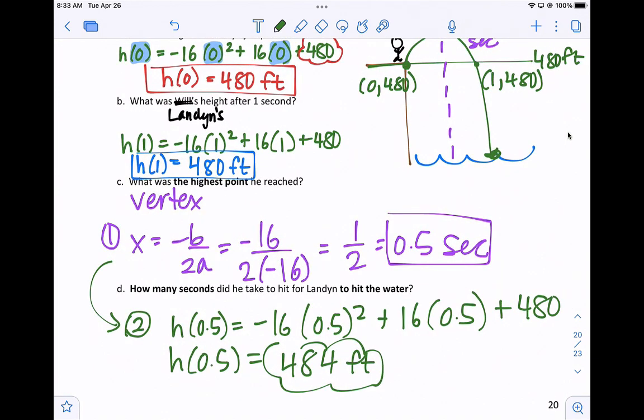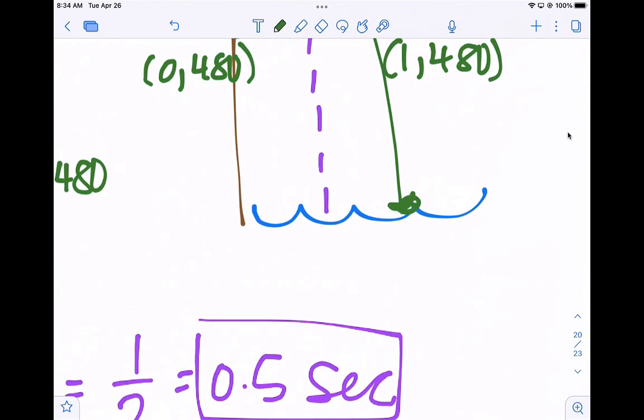So the vertex, again, the x value, in this case it was time, is opposite b over 2a, and then you plug in that time to find the height, the maximum height for the vertex, which ends up being 484 feet. Our last question is, how many seconds did it take for Landon to hit the water?